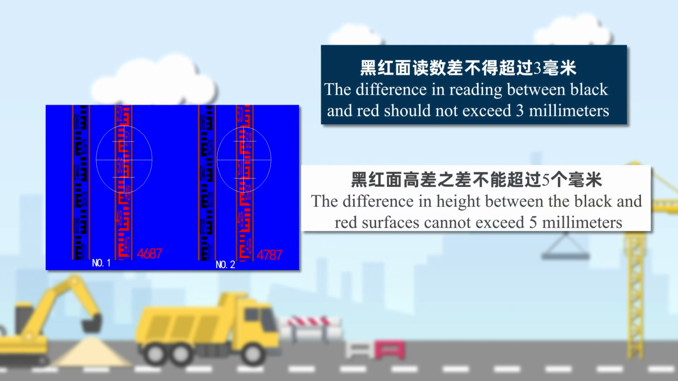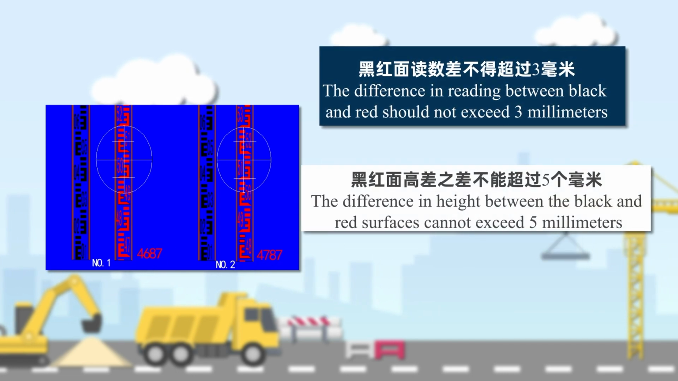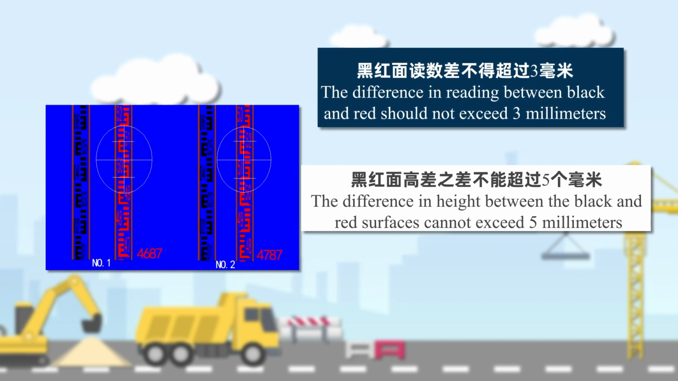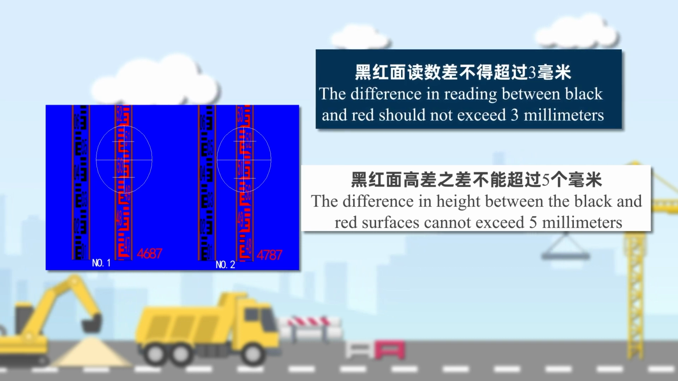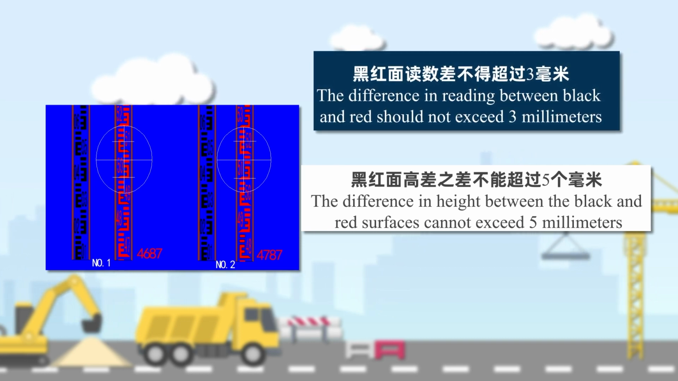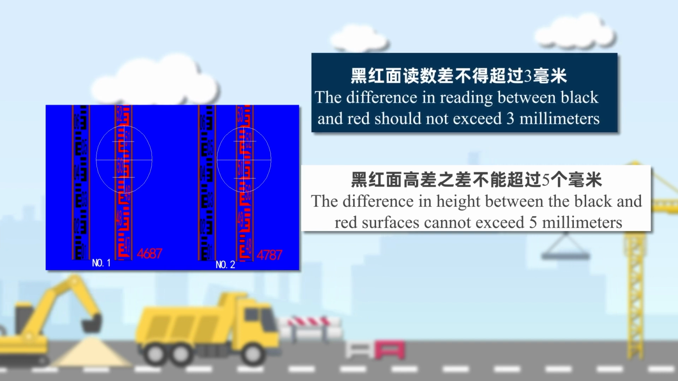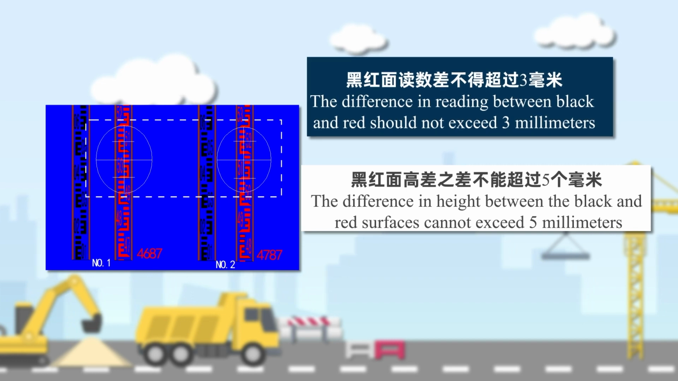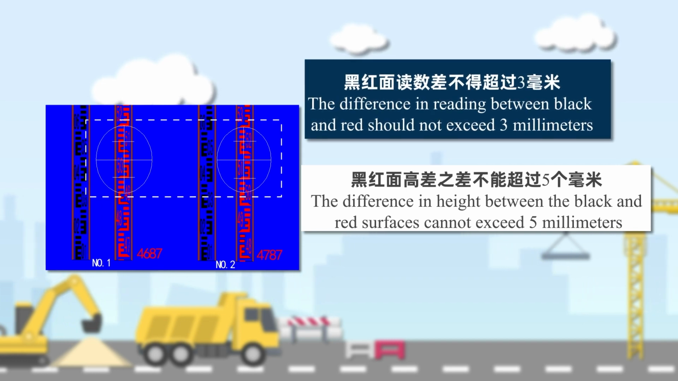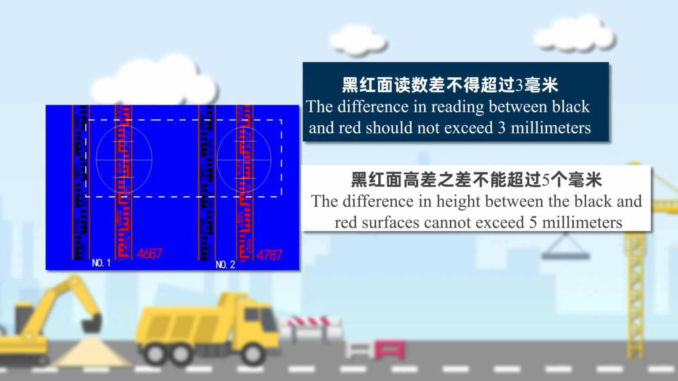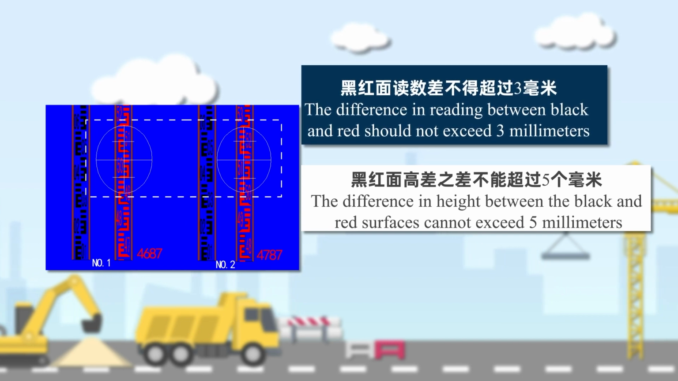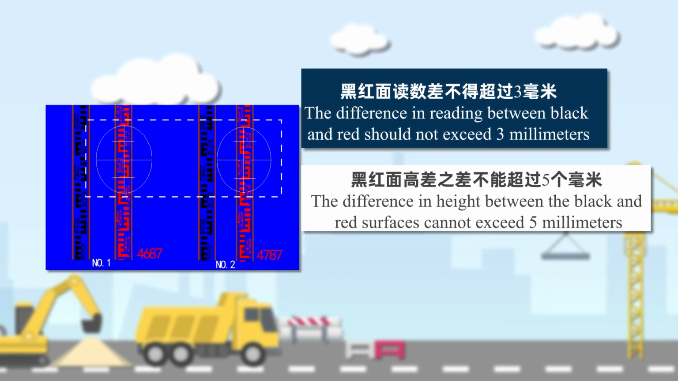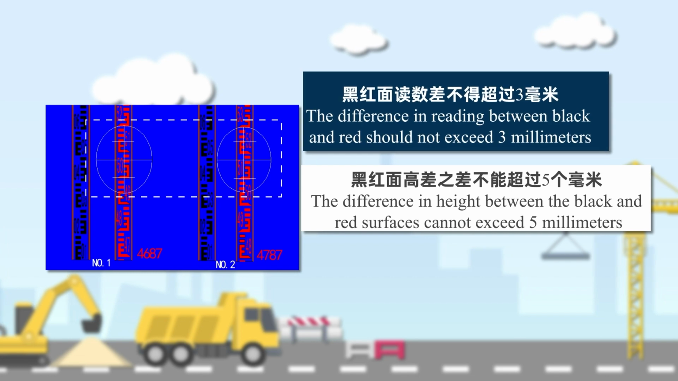8. The difference between black and red surface height difference shall not exceed 5 mm. We know that the height difference is equal to the rear view middle wire reading minus the front view middle wire reading. When carrying out 4-level leveling measurement, the black surface has the front and rear middle wire readings, and the black surface height difference is calculated. The red surface also has the front and rear middle wire readings, and the red surface height difference is calculated.